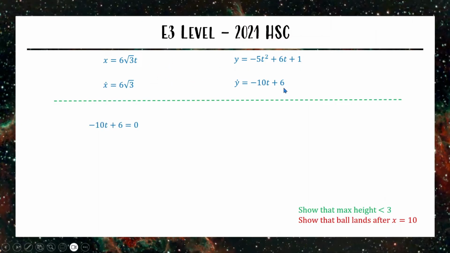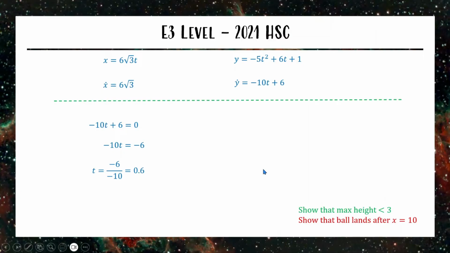Like I said, setting the y velocity equal to 0 is going to get you the time that the ball turns around, so it finds the maximum height for you. We're going to minus the 6 across here. We're going to divide both sides by negative 10, and we end up with t equals 0.6. That's the time when the ball reaches the peak of the curve, the maximum height. So we need to see if that height is less than 3.